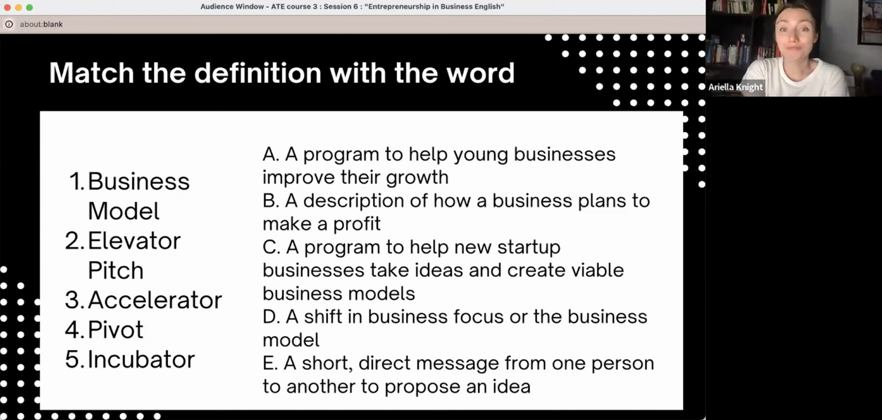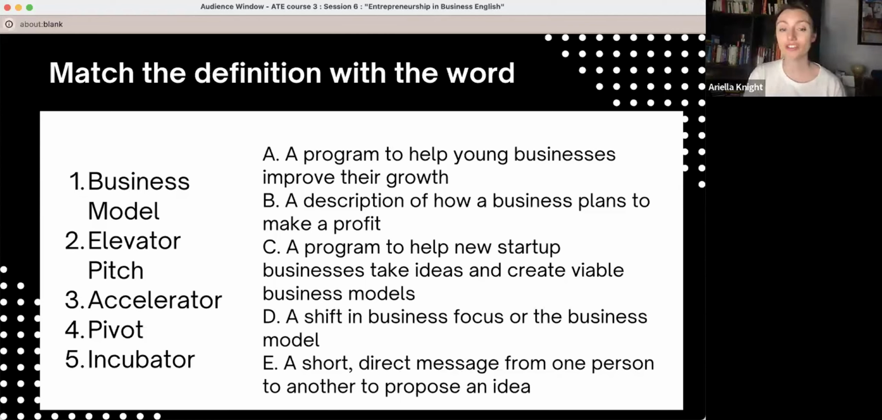Number 2, elevator pitch. Number 2, what letter goes with elevator pitch? I see C, I see E. E. Any other guesses? I see E, I also see C. Okay, so we're between C and E. So the correct answer is actually E.